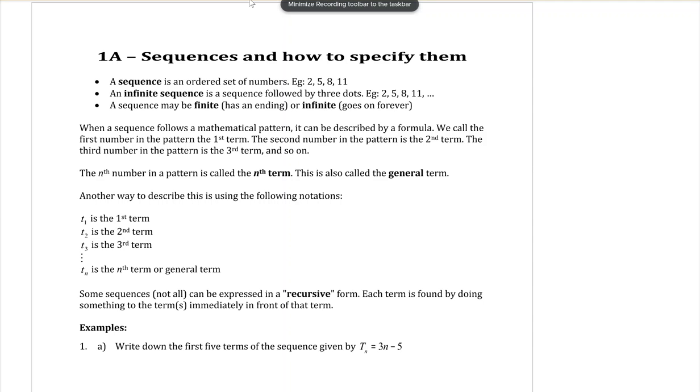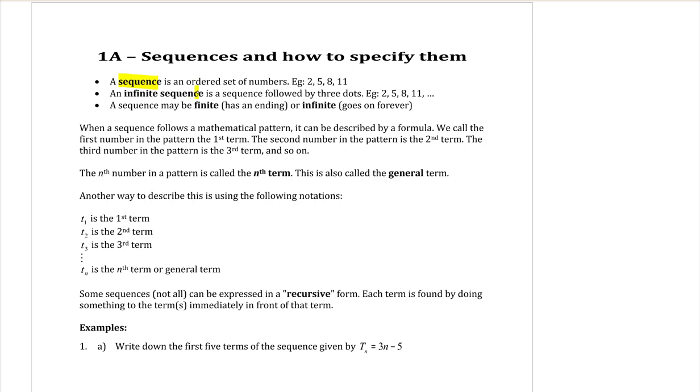Okay, so starting today, we're just doing a very little intro to sequences, and the title is Sequences and How to Specify Them. A sequence is an ordered set of numbers. For example, 2, 5, 8, and 11. In that sequence, we're adding 3 each time as we go along from number to number.